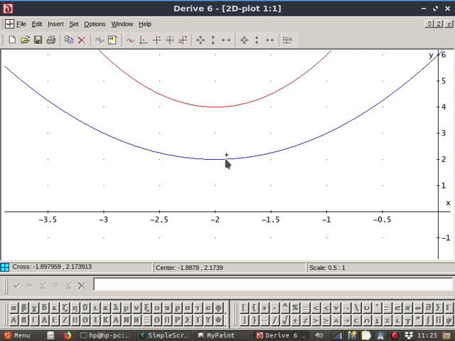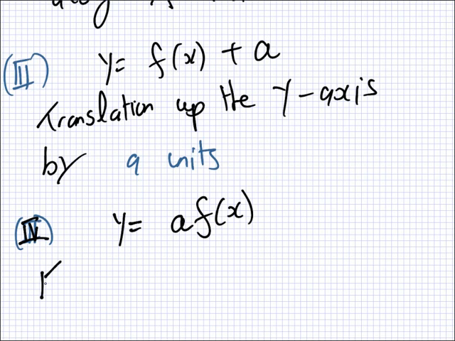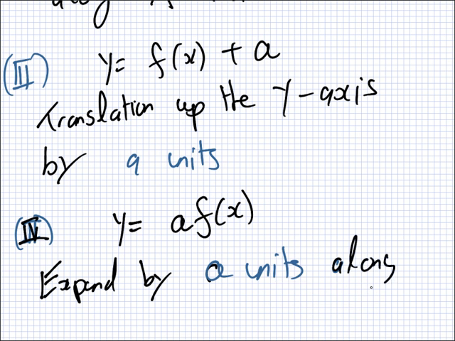So look here. This one has a height of 2. Now its height is twice as big. It's 4. Here, for example, the height is 4. So I think this one's height should be 8. Let's look. The blue one is old, the red one is new. Twice as high, yeah. So we can say that it's being expanded by a units along the y-axis.